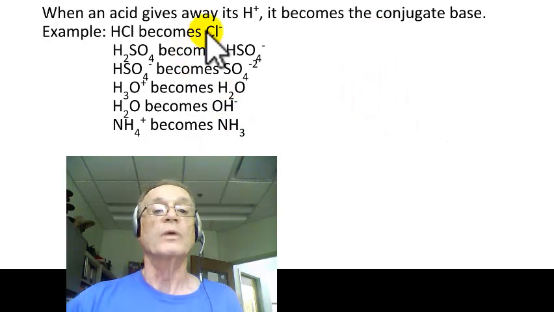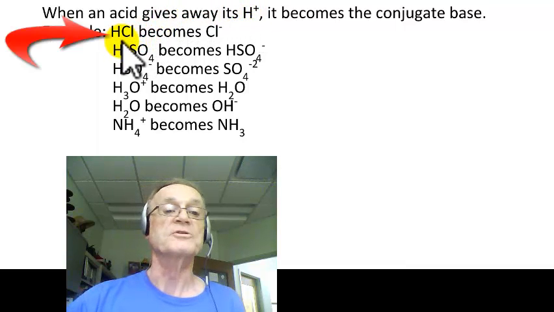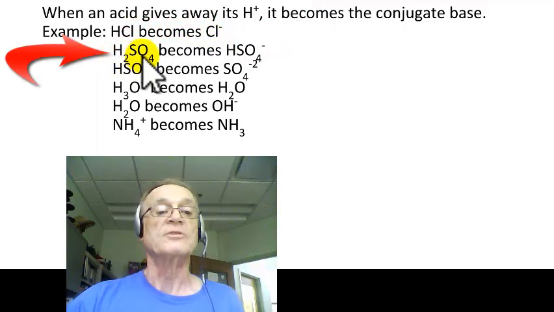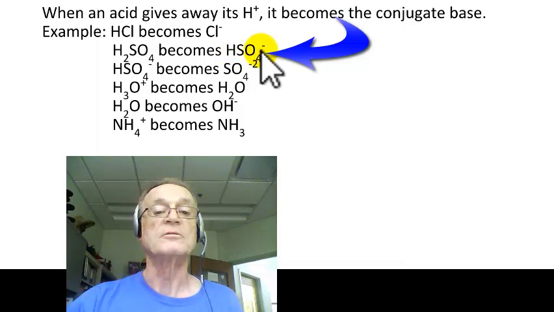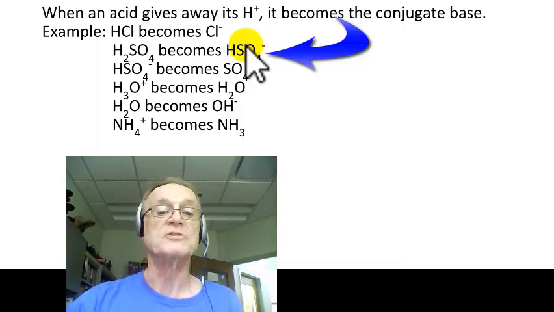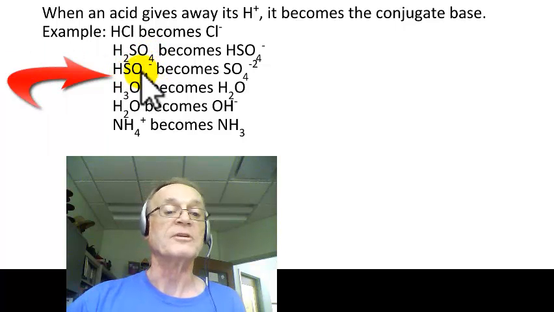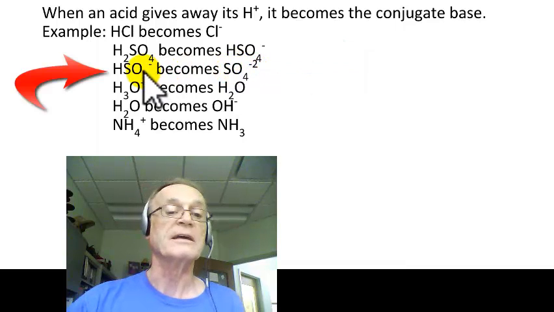As I said, when an acid gives away its H+, it becomes the conjugate base of that acid. So HCl becomes Cl-, that's the conjugate base of that acid. Sulfuric acid gives away an H+, and it becomes HSO4-, or bisulfate. That's the conjugate base of that acid. Bisulfate itself is an acid, and it can give away an H+ to become SO4 2-. So that's the conjugate base of that acid.